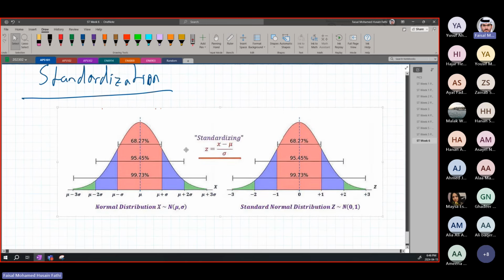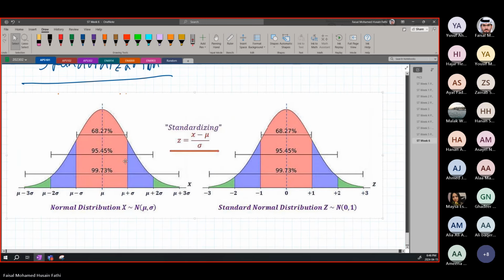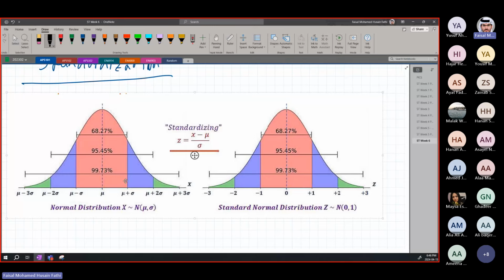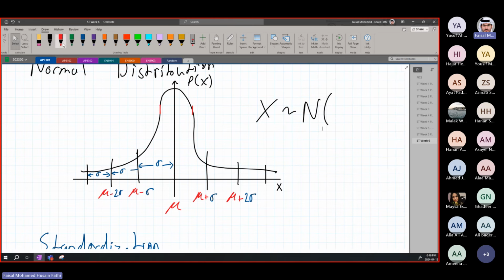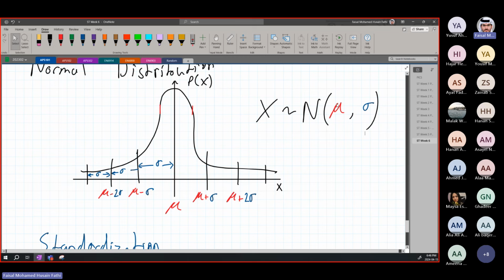So again, as you can see on your left side, the left side is your normal distribution. Your normal distribution here is usually written as X of a normal distribution, the letter N. And then here you're going to have your mean, and this is your standard deviation. This is how it's usually written for a normal distribution: you have mean and standard deviation.